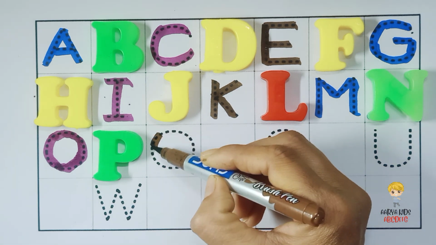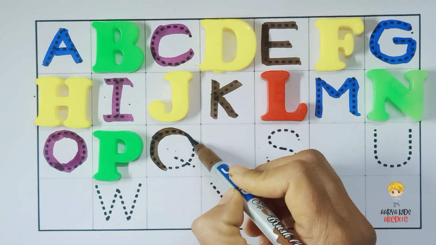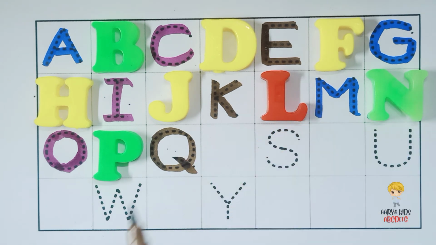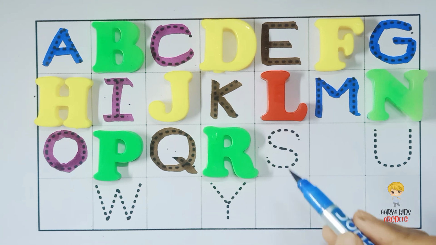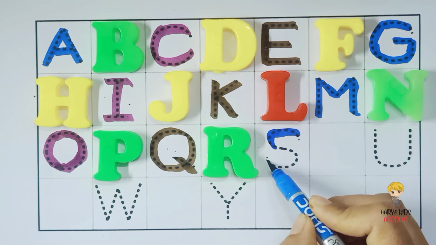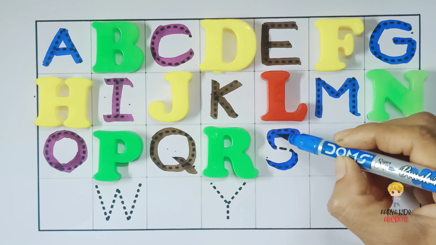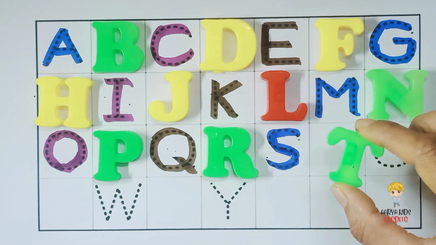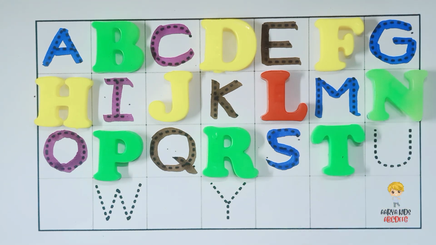Q, Q for question mark, Q for question mark. R, R for rabbit, R for rabbit. S, S for sled, S for sled. T, T for tap, T for tap.